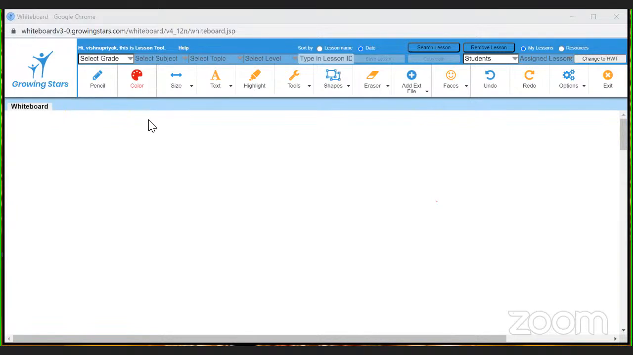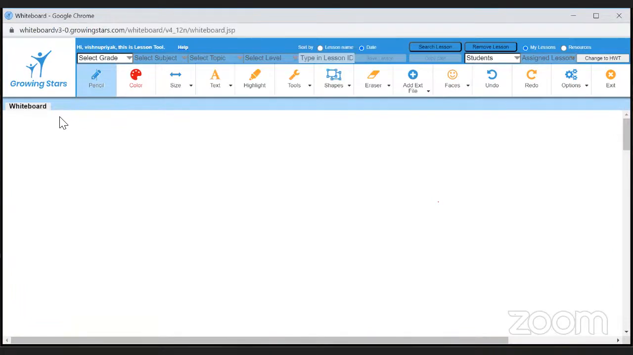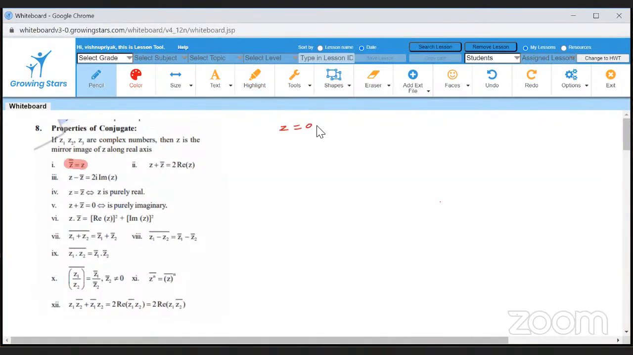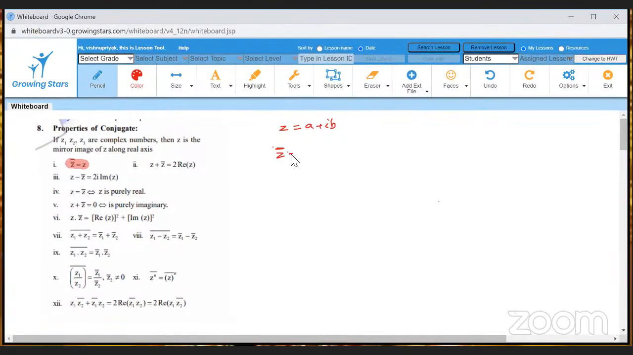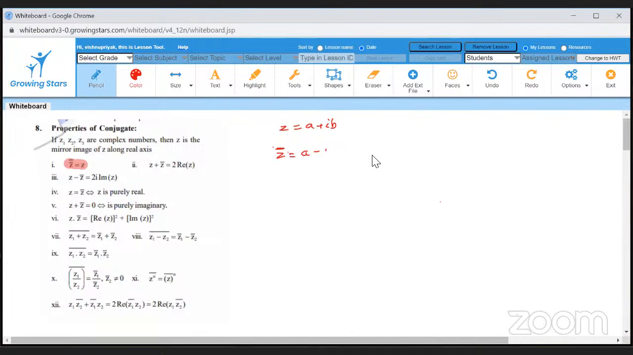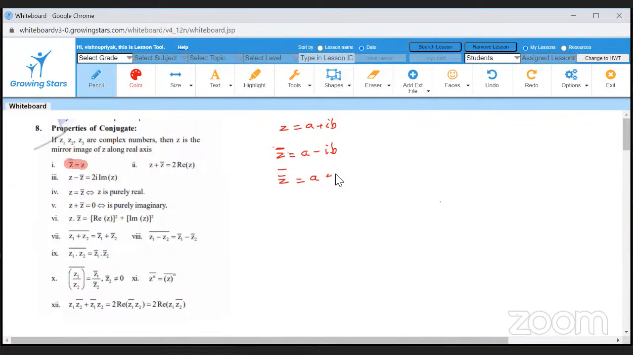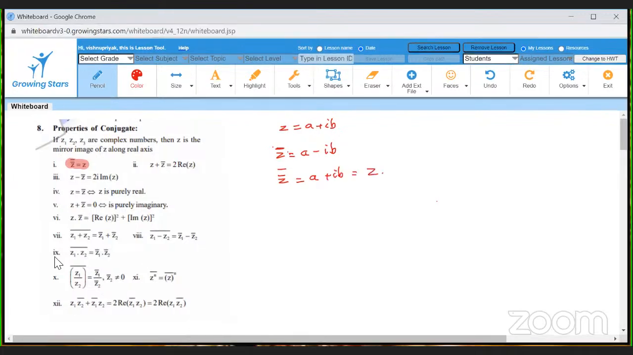Let's go to the next set of formulas. Today, I think we will be able to learn only these formulas. I already told you what a conjugate is. Now some properties. If you take z's conjugate 2 times, you will get z only. If z is a plus ib, the conjugate of z has the middle plus changed to minus. If you take the conjugate a second time, the middle minus changes to plus again, and you get z again.